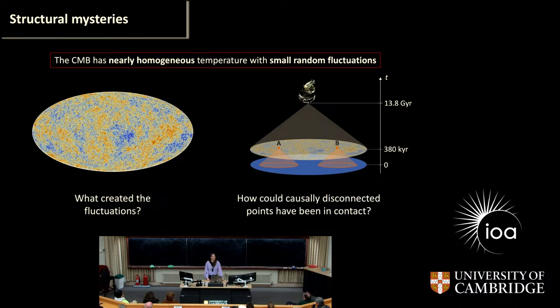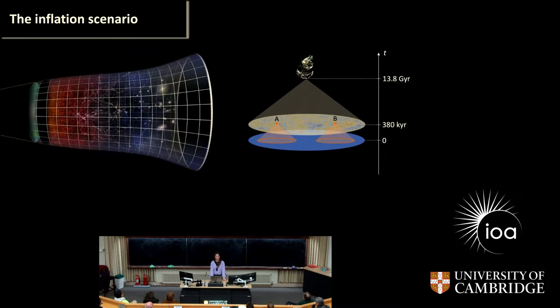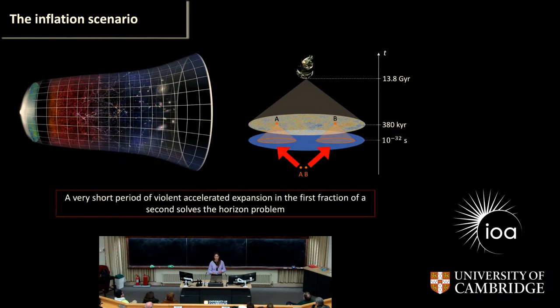And to answer these two questions, plus some other questions that I don't have time to mention now, but you can ask me later, one way of answering them is to introduce a very brief, very violent phase of accelerated expansion right after the birth of the universe. In this scenario, the diagram on the right is correct up to a tiny fraction of a second. But before that, those points A and B might have been really close together and able to communicate, but would have been then separated by the very fast expansion. This scenario, we call it cosmic inflation.